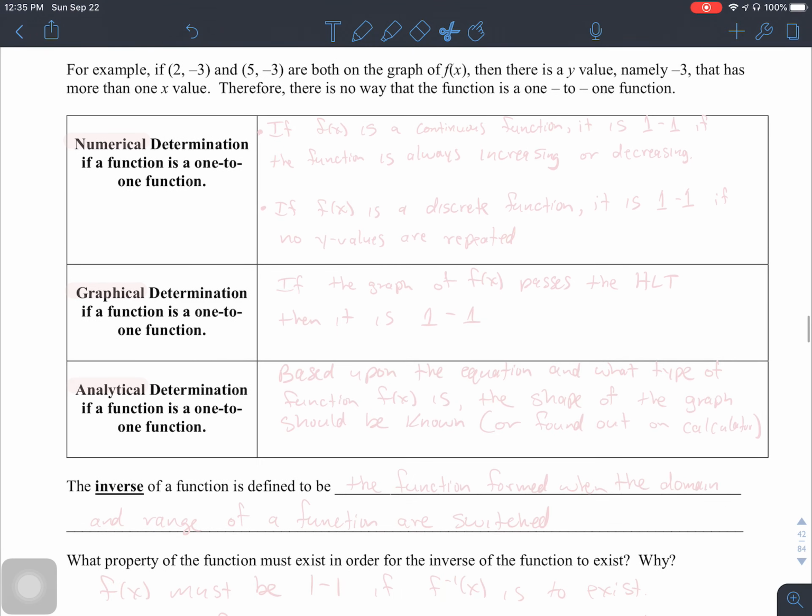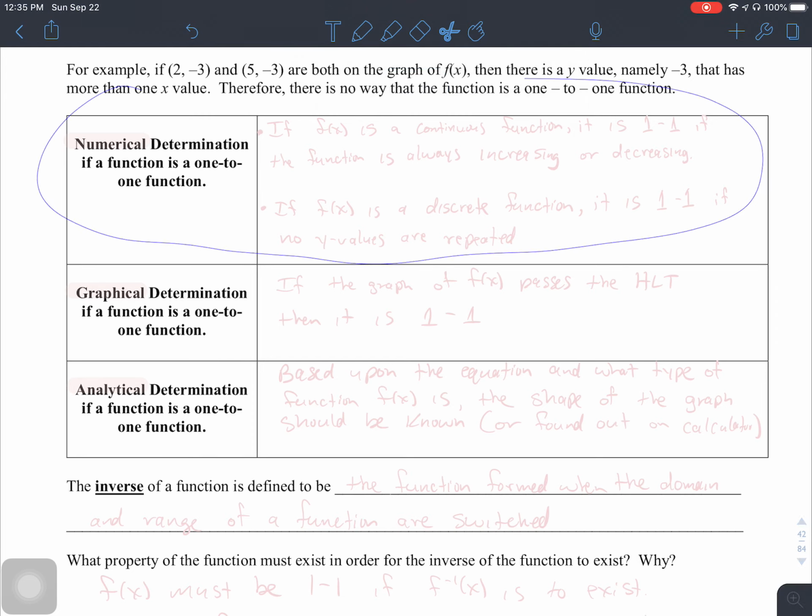For example, if (2, -3) and (5, -3) are both on the graph of f of x, there is a y value, -3, that has more than one x value. Therefore, there is no way for that function to be one-to-one. We're going to examine this in three different ways: numerically, graphically, and analytically.